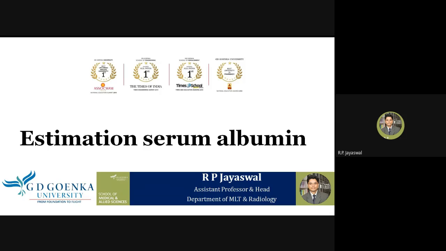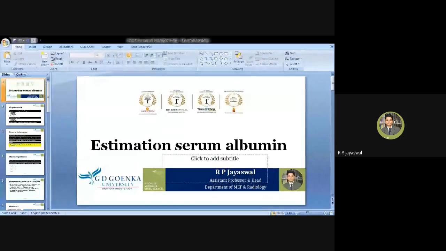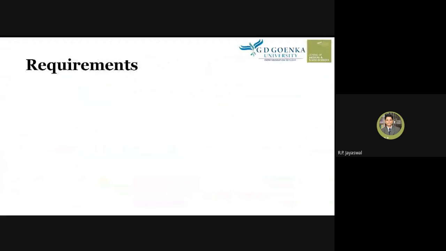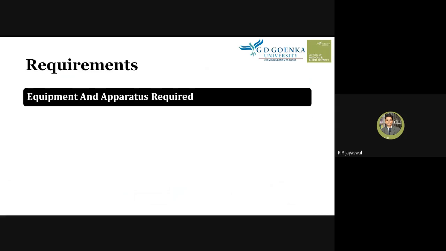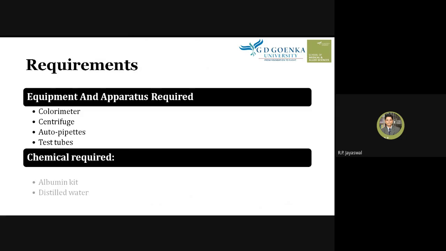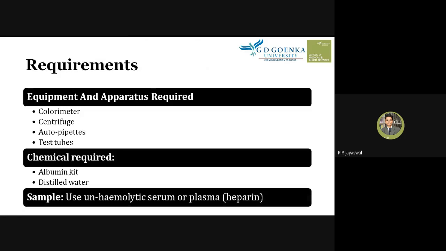Students, today we are going to study estimation of serum albumin. In this experiment, we require some requirements. The equipment and apparatus required are colorimeter, centrifuge, autopipette, and test tubes. Chemicals that we require are albumin standard and distilled water, and the sample we need is unhemolytic serum or plasma derived from heparin.